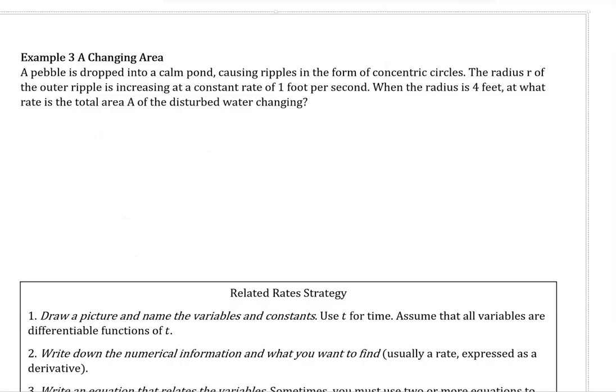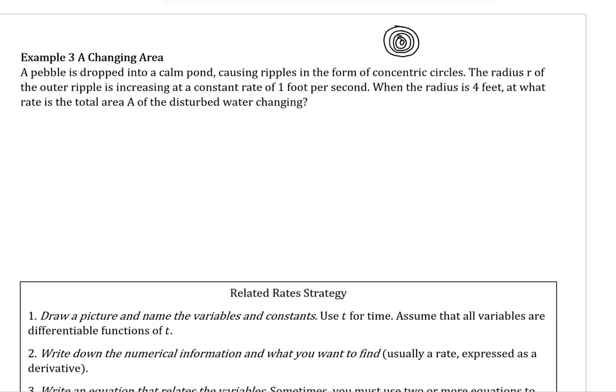In example 3, we have that a pebble is dropped into a pond, causing ripples to form concentric circles. So we have a situation that looks like this. The radius of the outer ripple is increasing at a constant rate of 1 foot per second. That sentence right there, that the radius of the outer ripple is increasing at a constant rate of 1 foot per second. Well, it's talking about the outermost ripple here. And they tell us the rate that it is increasing.